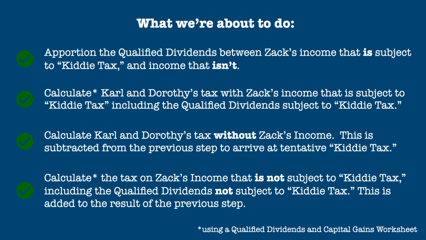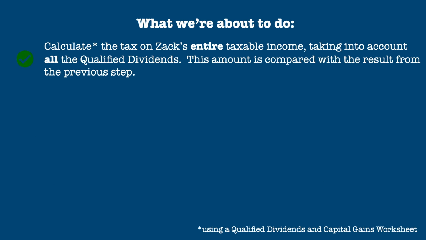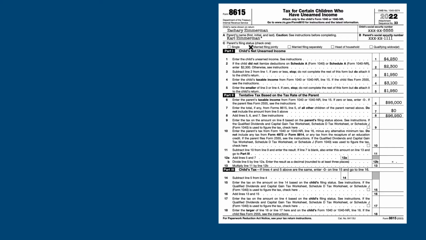This figure is then subtracted from the result of the previous step to arrive at a tentative Kiddie Tax. Next, we calculate the amount of tax on the amount of Zack's income that is not subject to Kiddie Tax, including the qualified dividends that are also not subject to Kiddie Tax using another QDCGW. This amount is added to the tentative Kiddie Tax from the previous step. And finally, we calculate the amount of tax on Zack's entire taxable income without regard to any Kiddie Tax, including all of the qualified dividends, using a third qualified dividends and capital gains worksheet. This amount is then compared to the amount from the previous step, and the higher amount is Zack's tax. To show how that works, let's continue filling out the Form 8615.